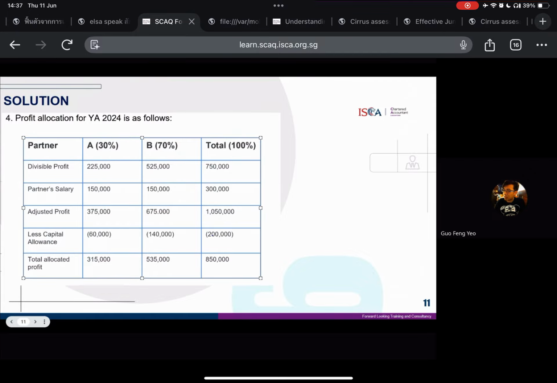So divisible profit is split by the ratio of 30 to 70. Most of this should have been addressed in the earlier portion. One notable call I would like to say is that the capital allowance, the total of 200,000, is also apportioned based on the profit sharing ratio. With that, you will get 60,000 for partner A and 140,000 for partner B accordingly.